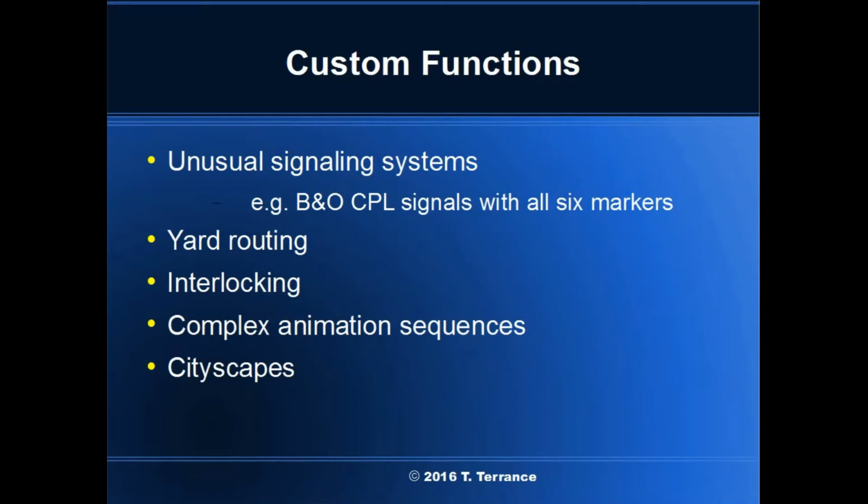Everyone's yard is different, with a varying number of storage tracks and through tracks. Yard routing had heretofore been done with things like diode matrices. A microcontroller can handle yard routing of arbitrary complexity, limited only by the number of output pins for the switch machines. Every interlocking situation is unique.